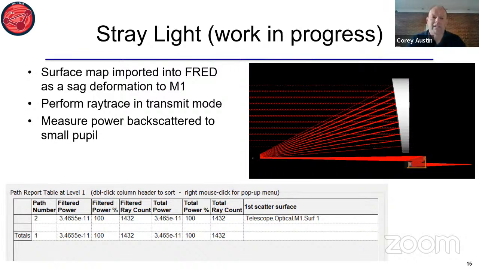Each of these craters has the potential to backscatter light, and that's a concern. So I've just started putting this information into a FRED model to measure the light that's backscattered from these craters. Initial results show that not much light is backscattered, but I do want to do some more work on that. So that's to be continued.